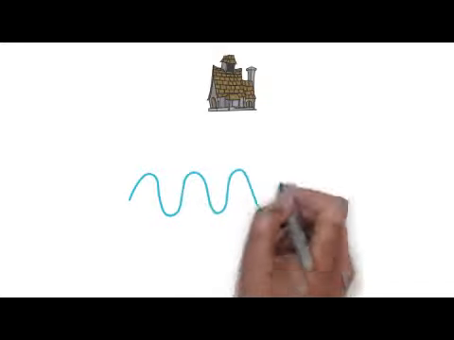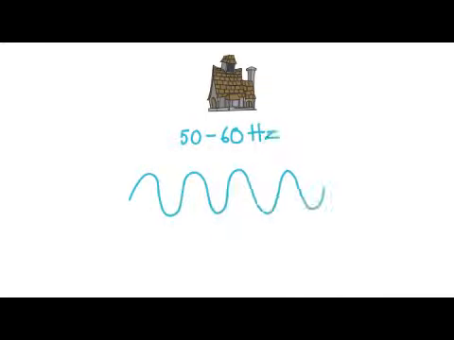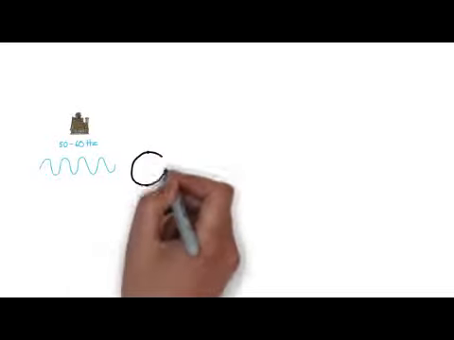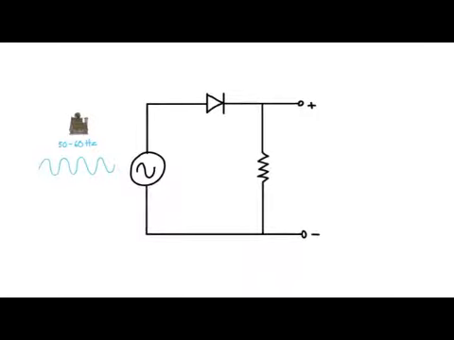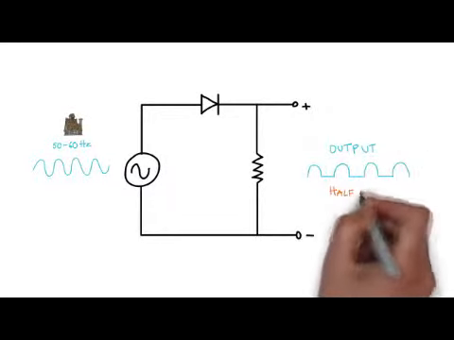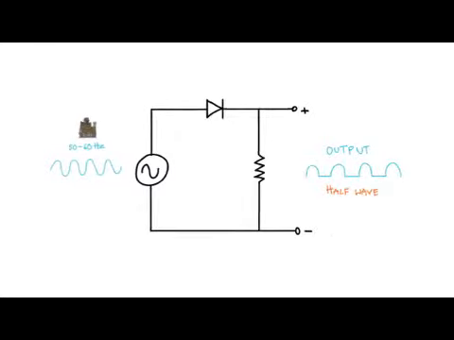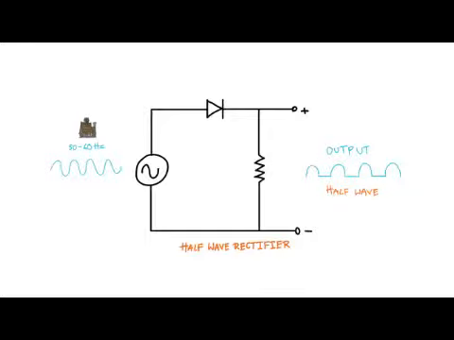In household mains AC supply, the voltage swings from positive to negative in cycles that repeat 50 to 60 times per second. If you place a rectifier diode in series with an AC voltage, you eliminate the negative side of the voltage cycle and so end up with just positive voltage. This AC to DC conversion is called a half-wave rectifier, because it passes along only half of the incoming AC waveform.